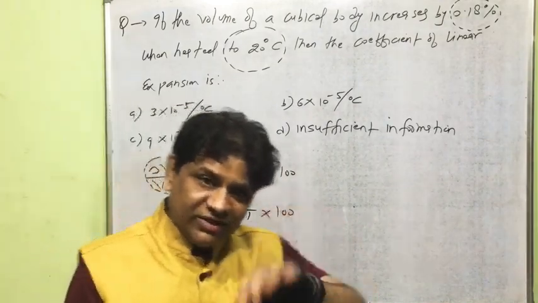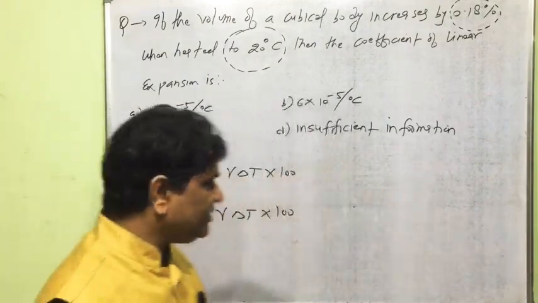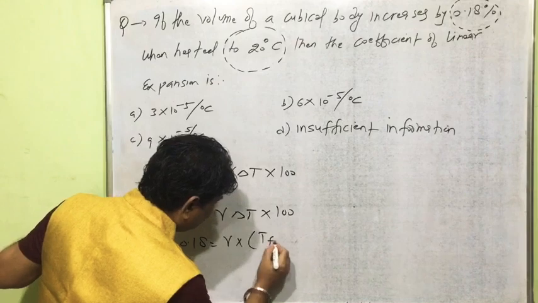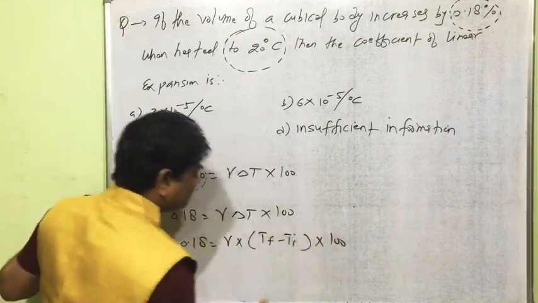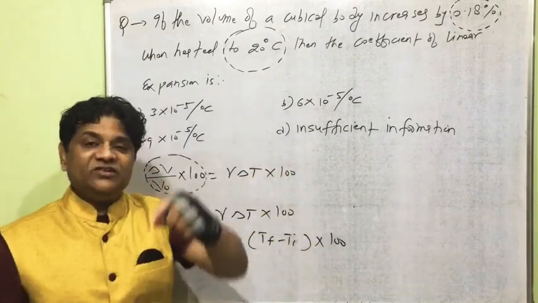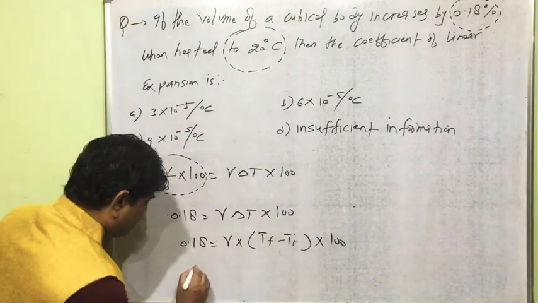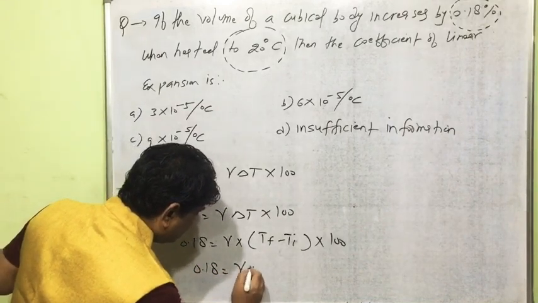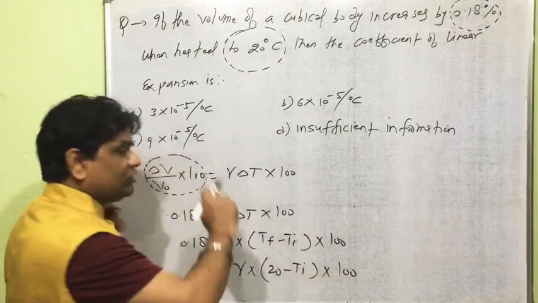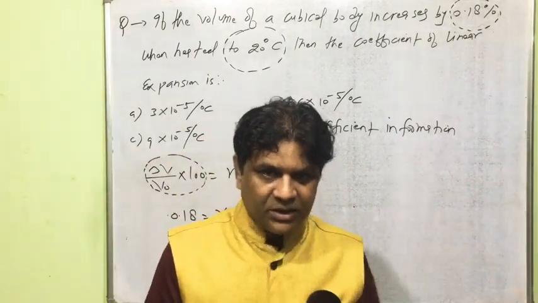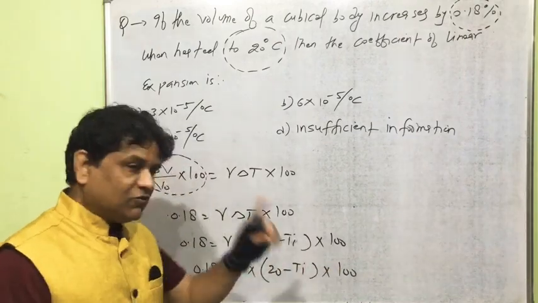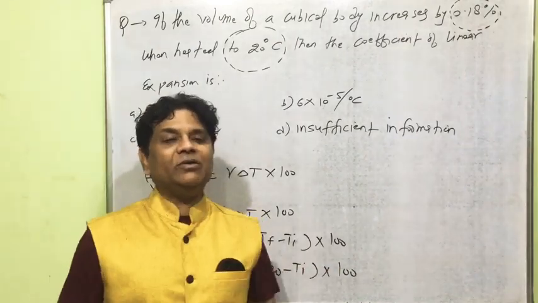What is delta T? It is always T final minus T initial. So we can write the relation 0.18 is equal to gamma into T final minus T initial into 100. The value of the final temperature is 20 degrees Celsius, so 0.18 is equal to gamma into 20 minus T initial into 100. Initial temperature is not given. So there is one relation, two unknowns. We cannot solve our question here.